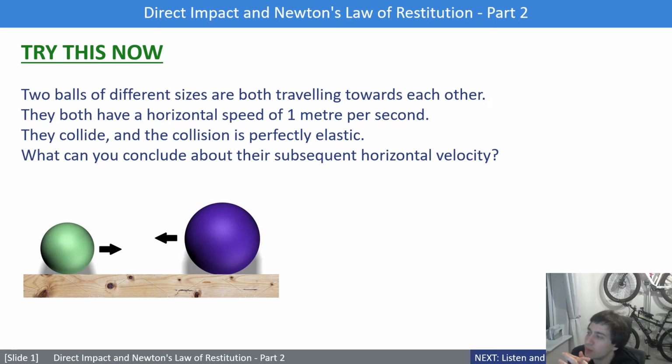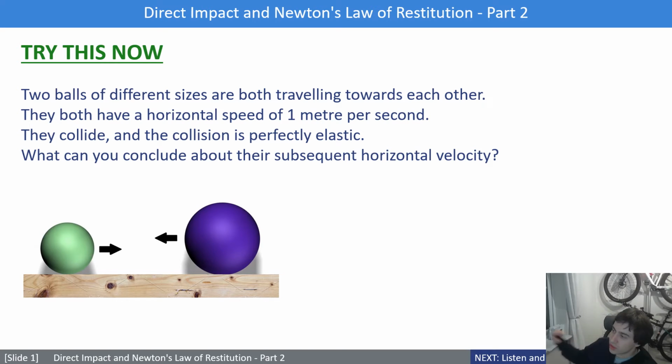So any thoughts on what I might be trying to get at here? It's not going to be necessarily the simple answer. So what do you think the answer might be on what's going to happen? You can pause and have a think. So in this case, what we can conclude about the horizontal velocity is that their horizontal velocities are not going to have a total which is the same as their original horizontal velocities, even though the E is 1. And the reason for this is because they're different sizes.